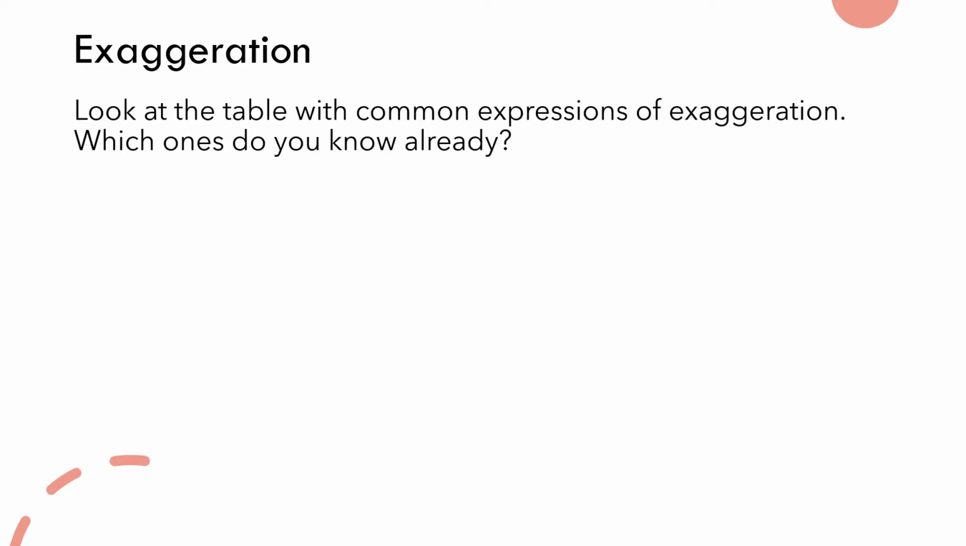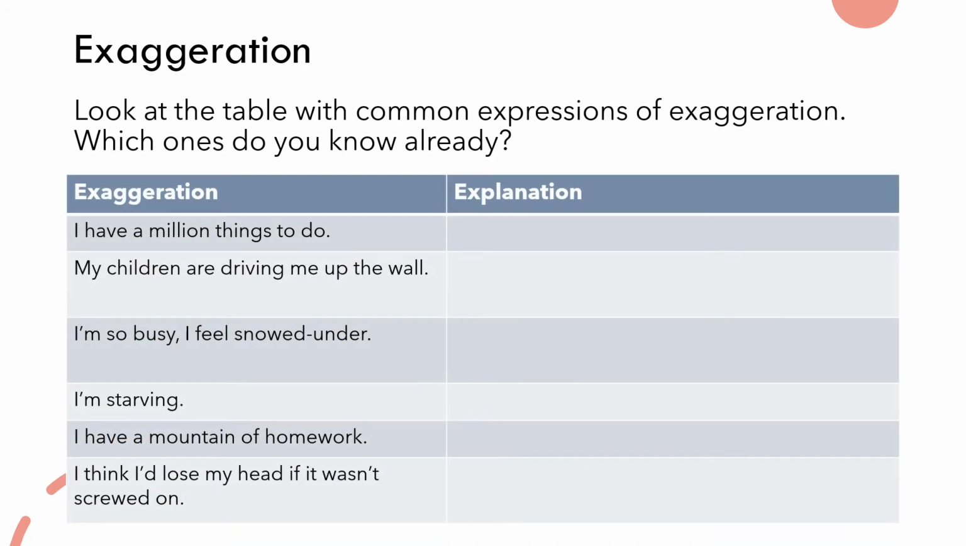Now we're going to have a look at a table with some of the common expressions that we use in everyday British language. So these are some common expressions that we use when we're trying to exaggerate how we're feeling or a situation we might be facing. Let's have a look at each one. Over here on the left hand side you have the examples of exaggeration. I want you to pause the video now and have a think. Can you come up with the explanation yourself? Are there any that you know already? So again, if you'd like to pause them and go through them yourself, you're more than welcome to do so. I'm now going to talk through the answers.